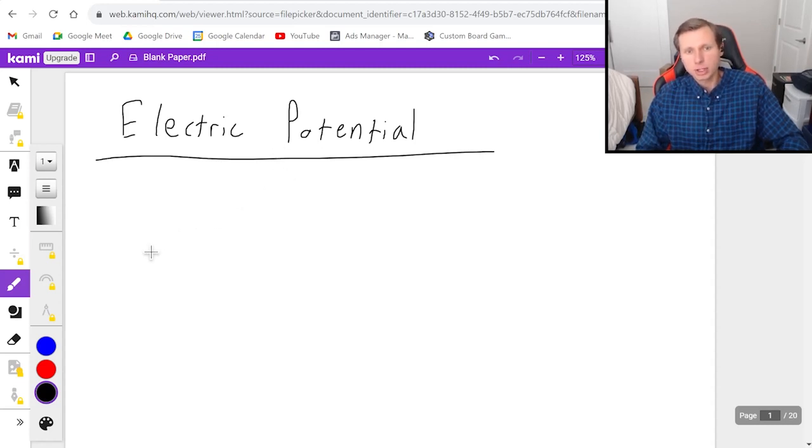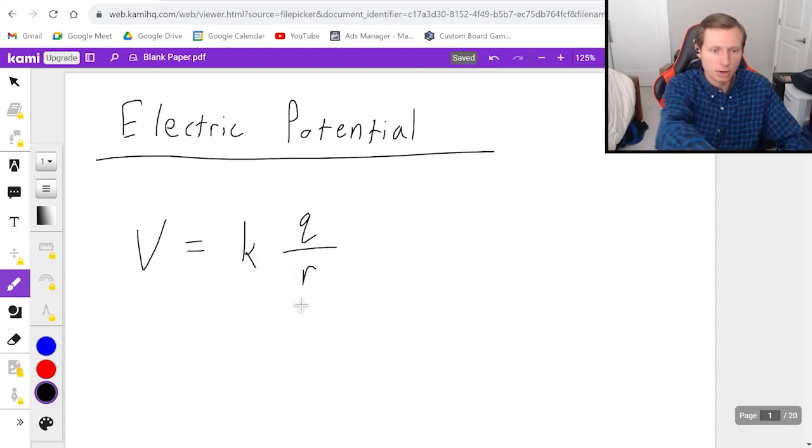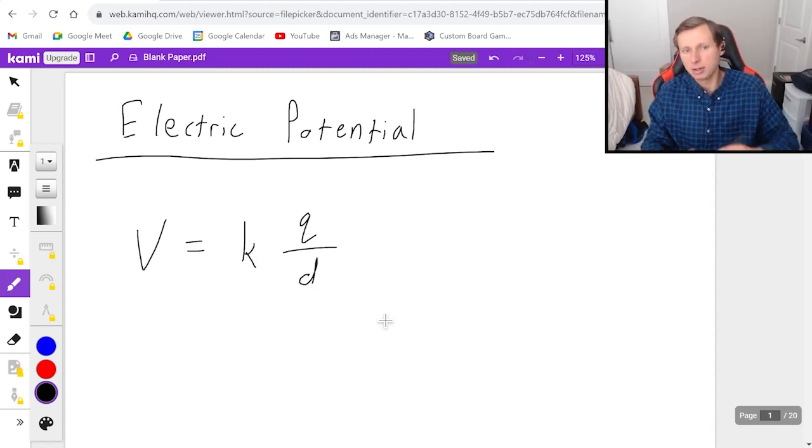So the equation for electric potential looks like this. V, which stands for voltage or electric potential, it's the same thing, equals kQ over r. Or personally, instead of r, I like to put a d in the denominator because it stands for distance and I easily know what that means. r means the exact same thing, it's a distance.